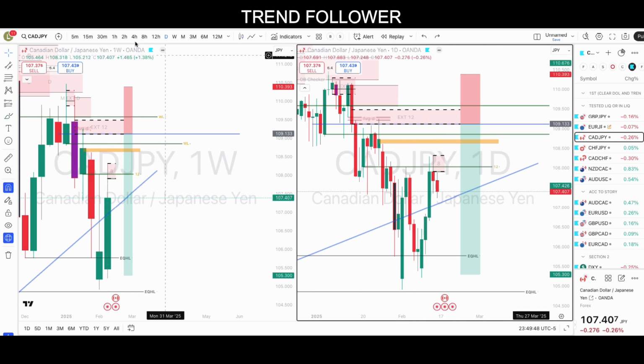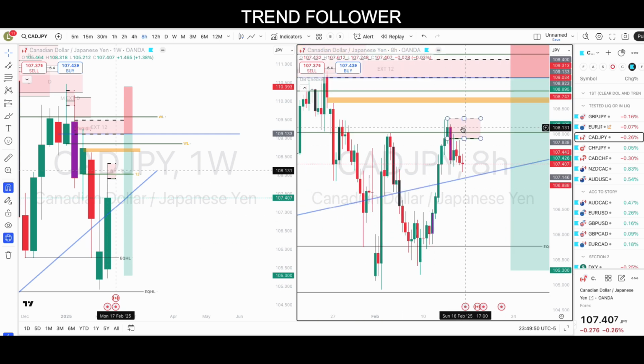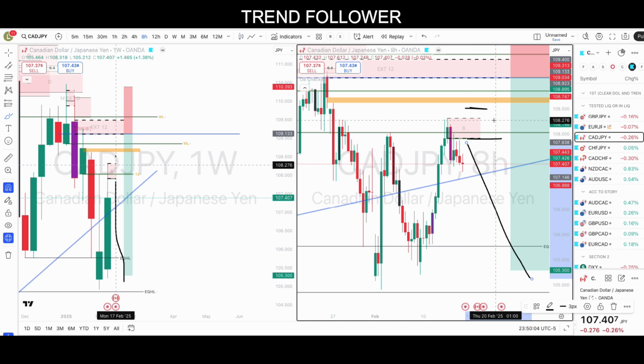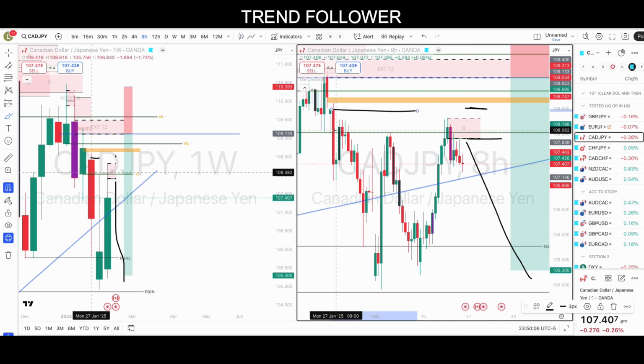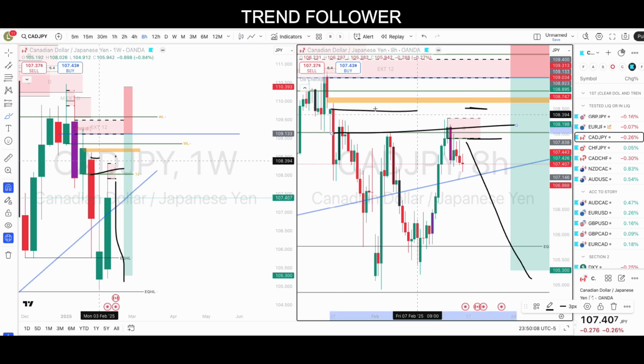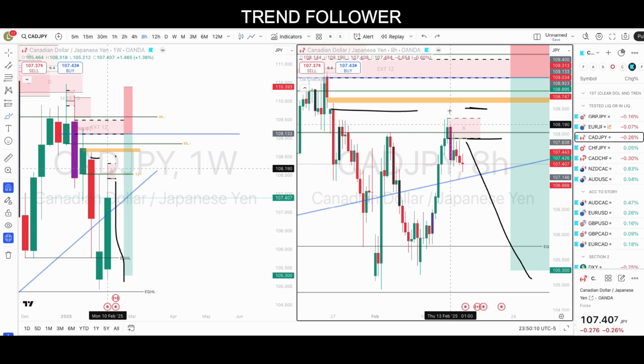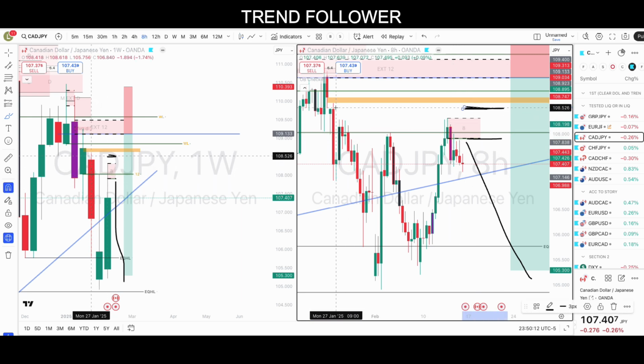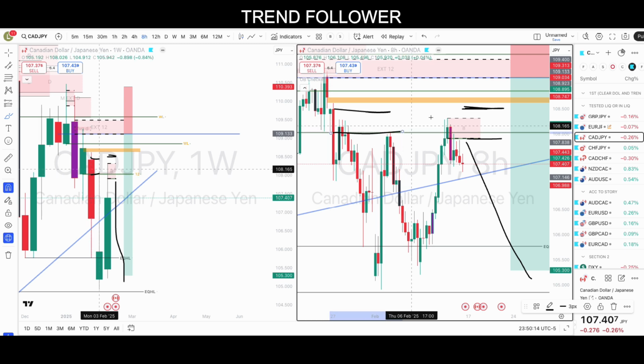And now, what reaction do we have? We have this 8 hour supply. So, what if I want to enter here? I wouldn't because I'm already in GBP JPY. But if you want to enter in CAD JPY, you will enter here, put a stop loss somewhere here, and let it go down. Why somewhere here? Because there is an 8 hour supply here. So there's level on top of level, and ideally you would put a stop loss above this, right?